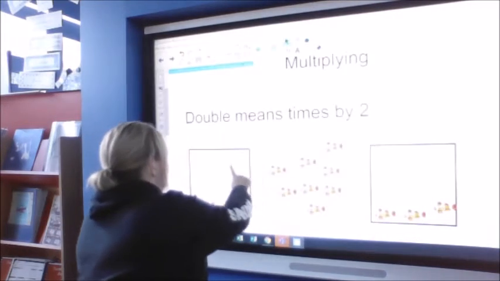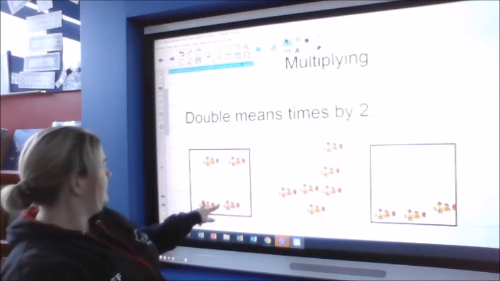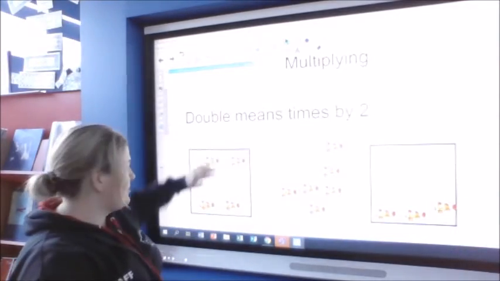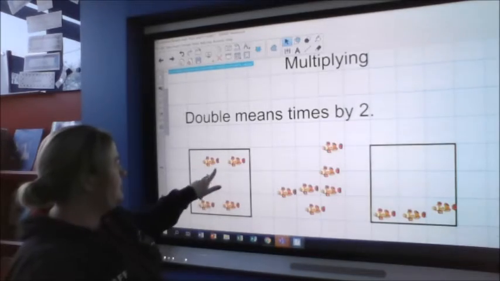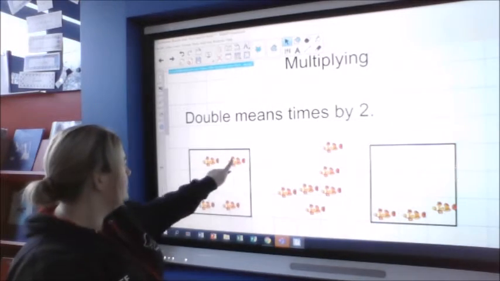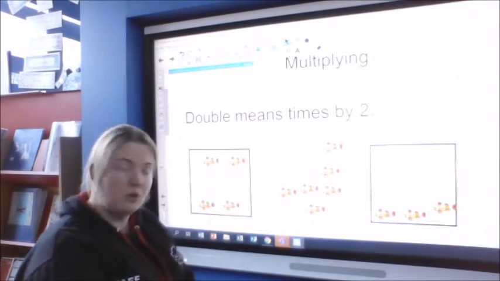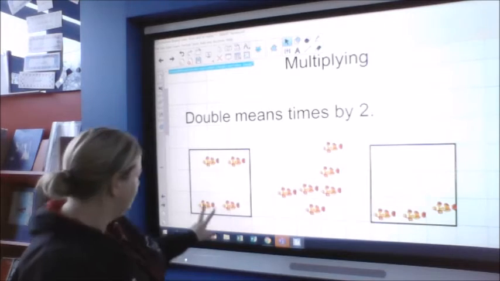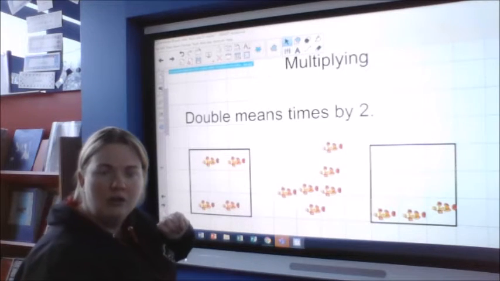Let's have a look. Let's double it. We've got 2 there and 2 there. We have doubled it. We started with 2. We have doubled. So double 2 is 1, 2, 3, 4. Double 2 is 4. Now, we can count in 2s. Let's have a look. 2, 4.